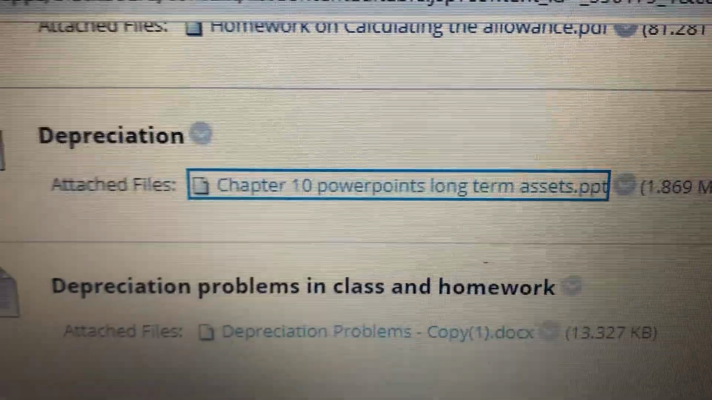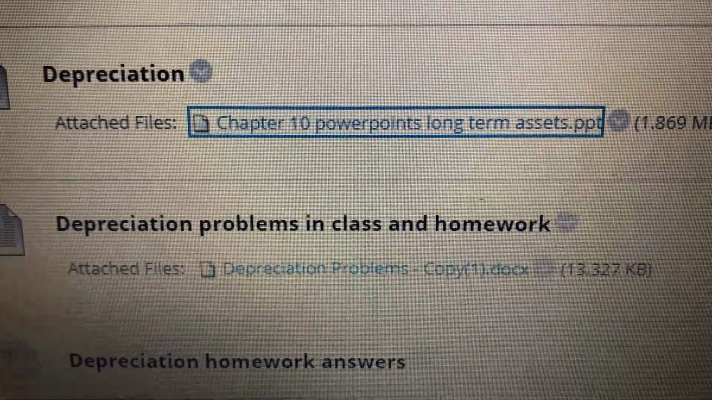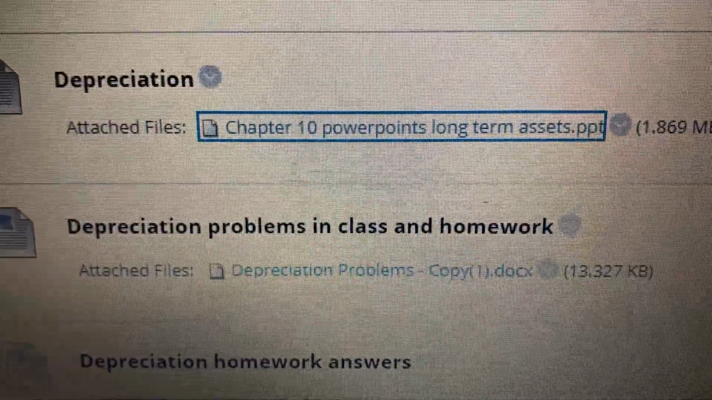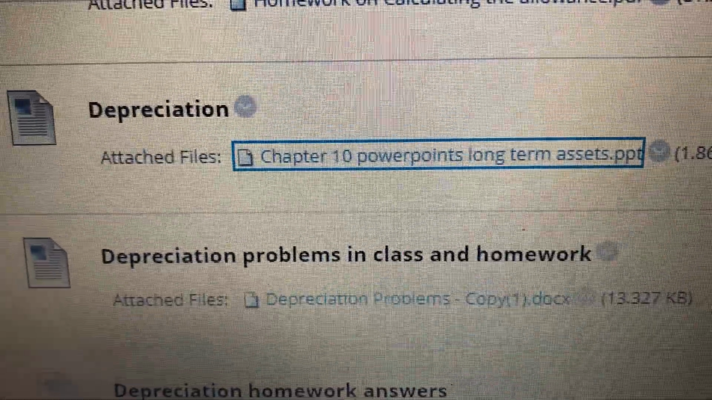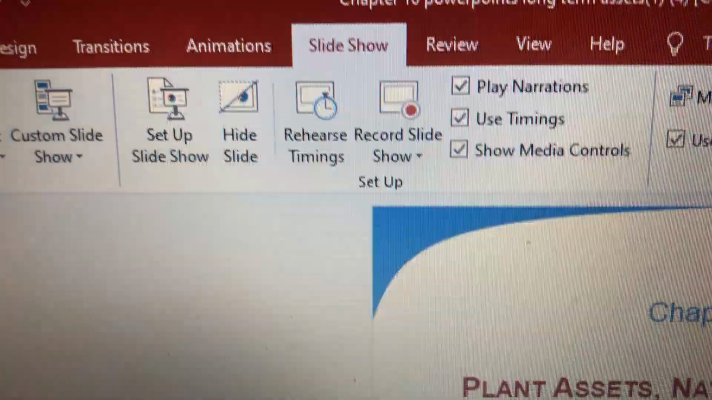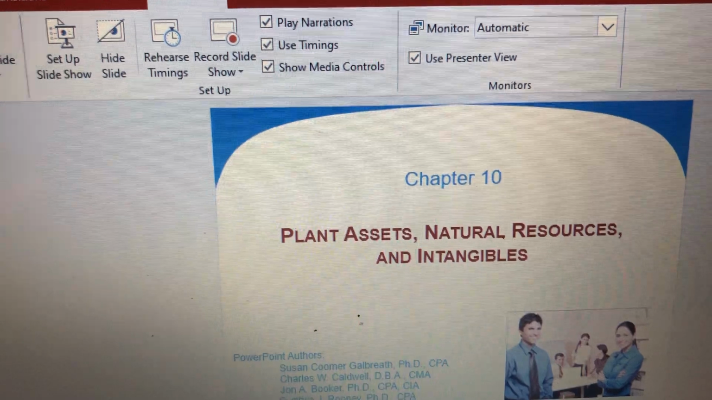Okay, so the PowerPoints are under depreciation, and then your in-class and your homework is following that, and I'll also put the homework on the assignment tab. Okay, so let's take a look at this and see what we're talking about.